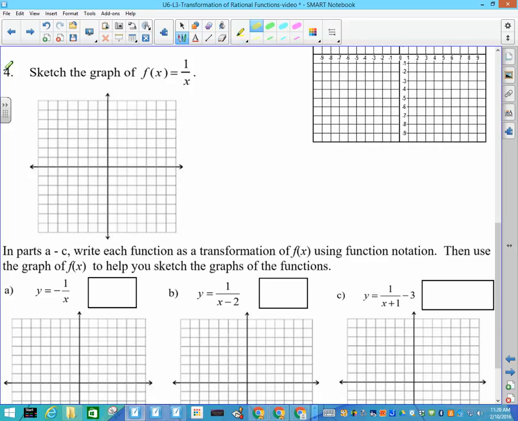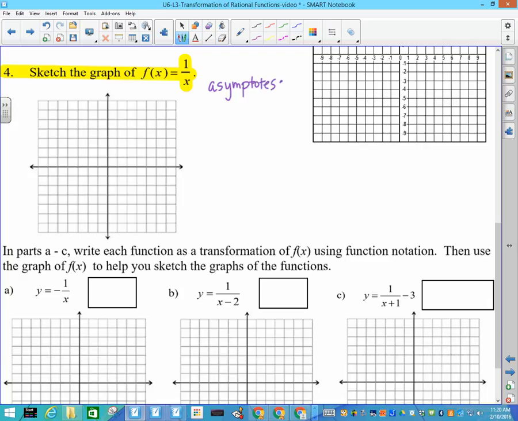If you are absent and watching this, you need to know that this needs to be added to your parent function packet because it's one of those really important functions. Okay, so when you graph this, you have f of x equals 1 over x squared. And the first thing, rational functions, that's what we've been talking about, they are going to have asymptotes.